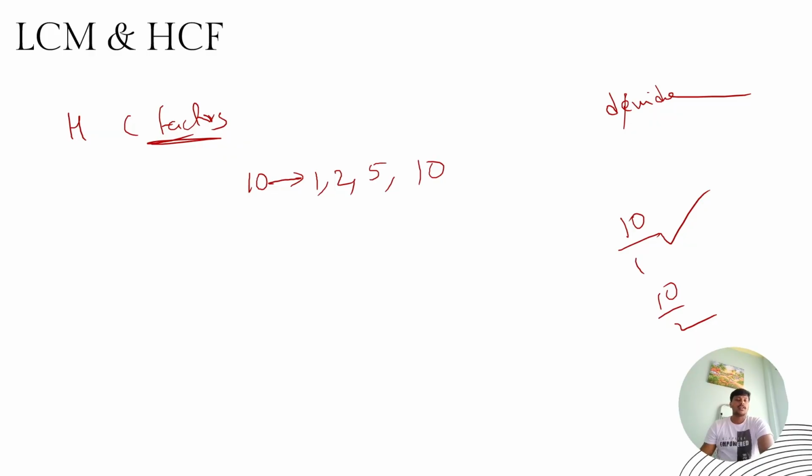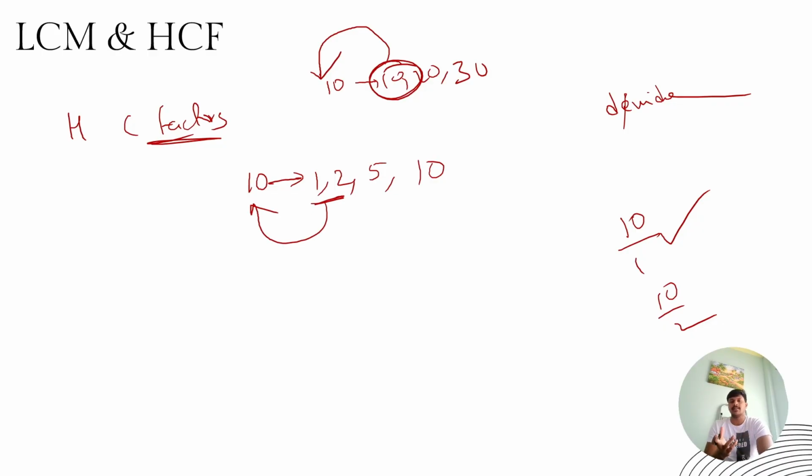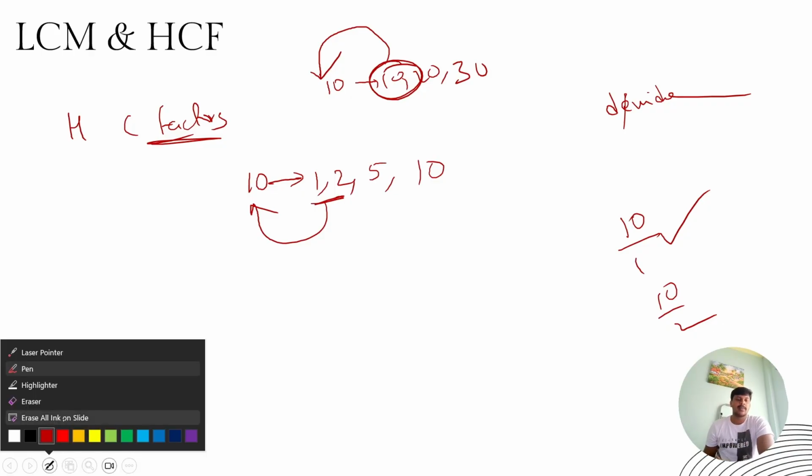Okay. Remember, in multiples, we are going to say divisible. For example, if I want 10's multiples, 10, 20, 30, all these numbers are divisible by 10. But all these factors can divide 10. There is a difference between divisible by and divide. Understand that one.